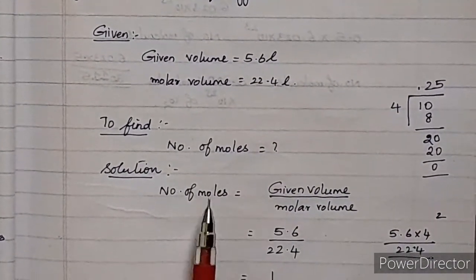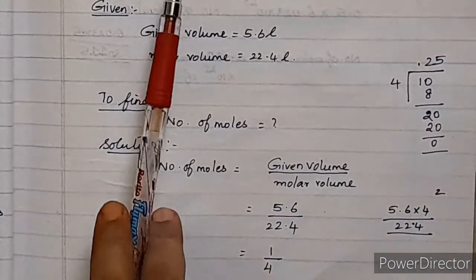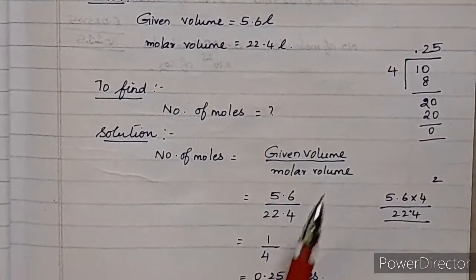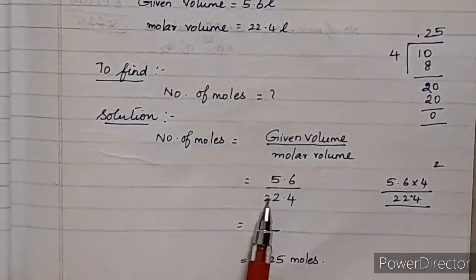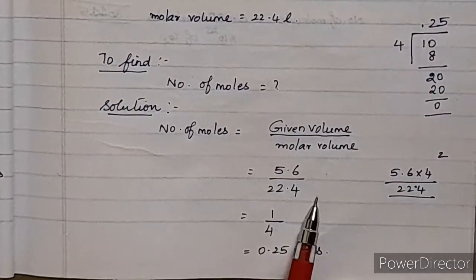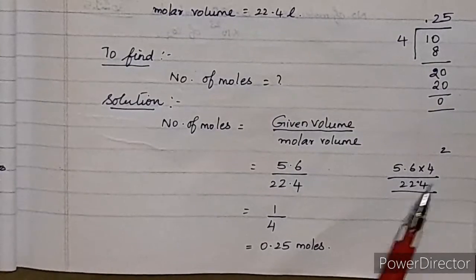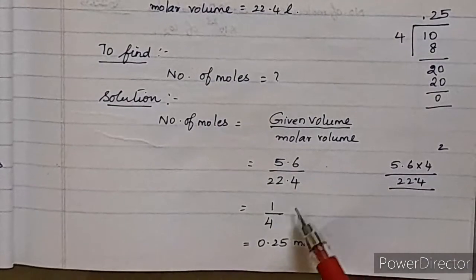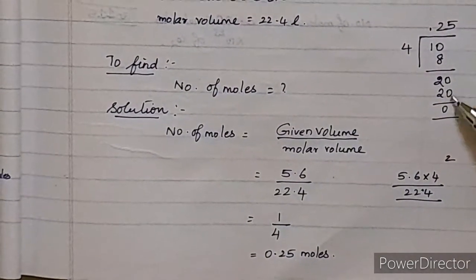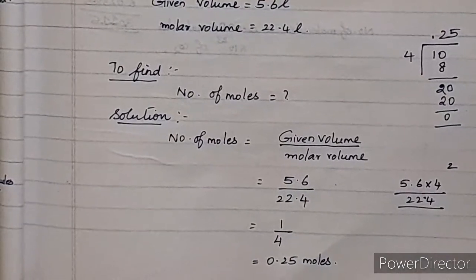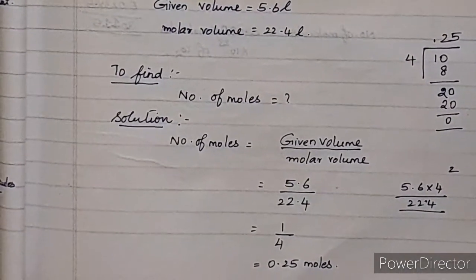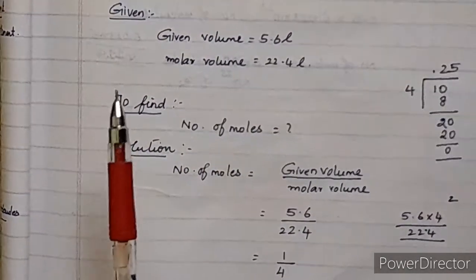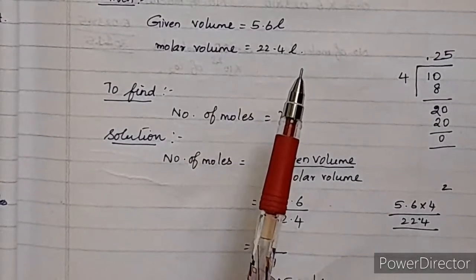What we have to calculate is the number of moles. What is the appropriate formula for it? Since it is given in terms of liters, number of moles is equal to given volume divided by molar volume. What is given volume? 5.6, divided by molar volume, which is 22.4. Now when I multiply 5.6 into 4, I am getting 22.4. So I can cancel this by 1 and 4: 1 by 4. The division I have done here. So when you divide 1 by 4, it is 0.25 moles. So there are 0.25 moles of oxygen in 5.6 liters of oxygen at STP.